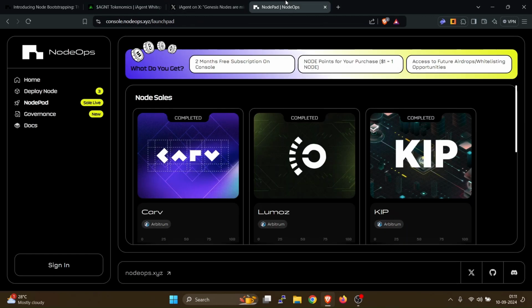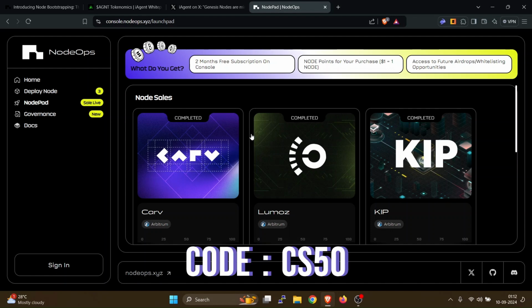Don't miss the NodeOps node bootstrapping event happening on September 10th for the whitelist sale, and the public sale that is going to happen on September 12th. Tomorrow you will be able to see the node bootstrapping option here. When you click it, you can buy the iAgent protocol node. The whitelist sale is 10% less than the public sale. For both whitelist and public, you can use CS50 as a coupon code for 5% off. The whitelist price is then around 350 if you use the coupon.